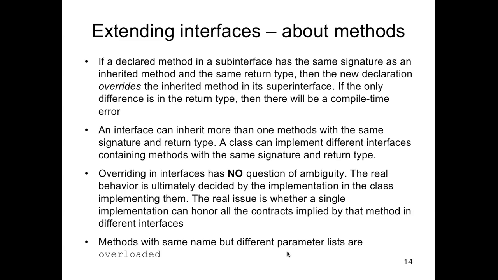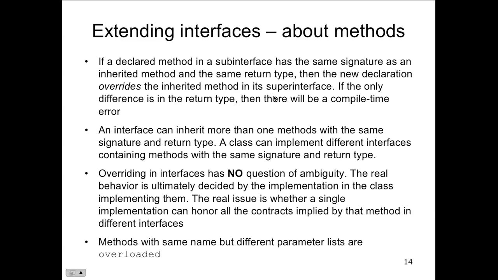Anytime you have the same name, and this is probably the most consistent rule, you're going to override it. With interfaces it's kind of different because it's not really overridden, it's hidden, and we can still go back to it. But in classes, in general, we're overriding it if it's the same. So it overrides the inherited methods in its interfaces. If the only difference is the return type, then there is a compile time error because it doesn't know what to do.